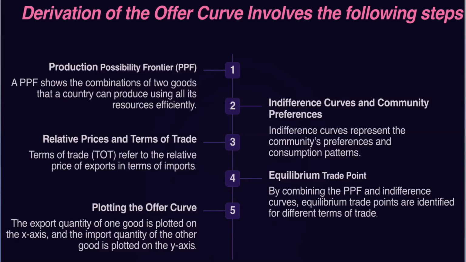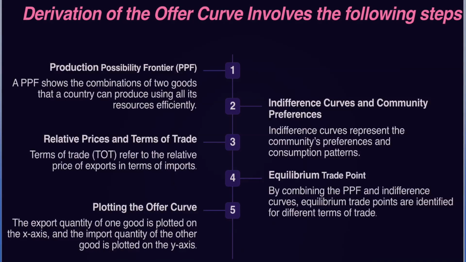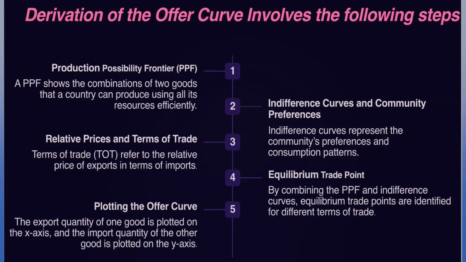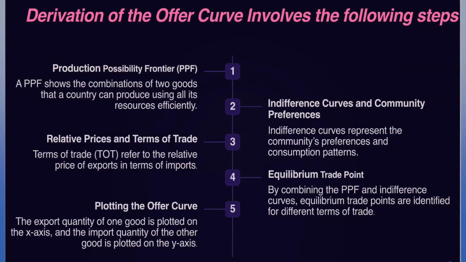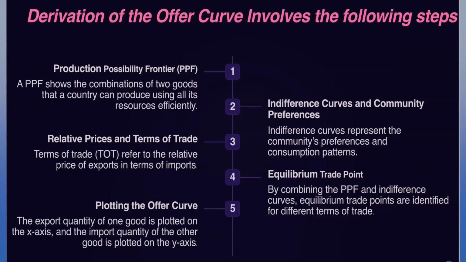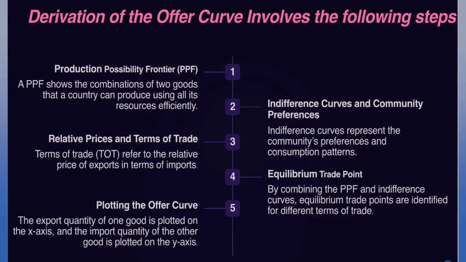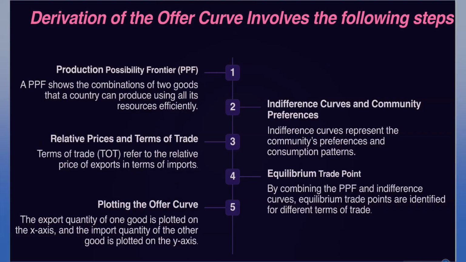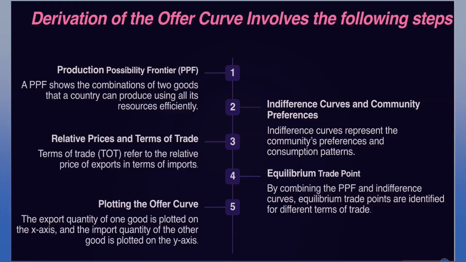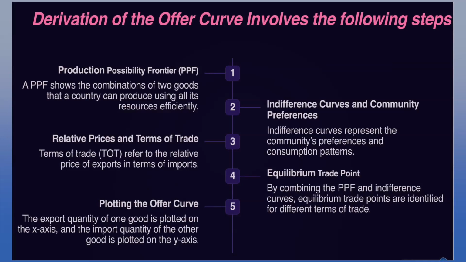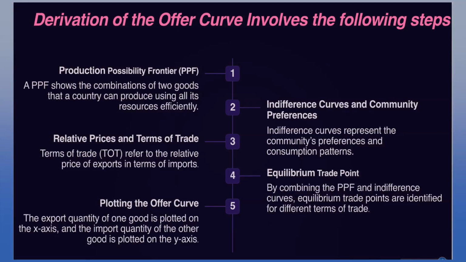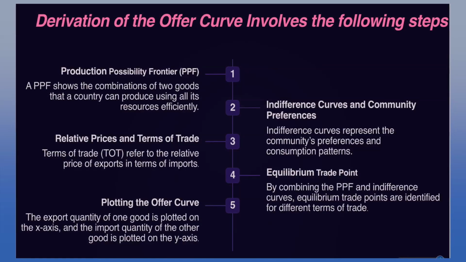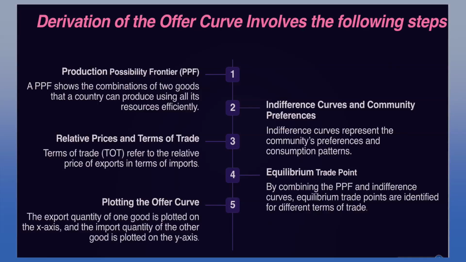So the derivation of offer curves involves the following steps. First, we have to draw the PPF, the production possibility frontier, which shows the combinations of two goods that a country can produce using all its resources efficiently. So country A can produce either X or Y or some combination of both. Secondly, indifference curves and community preferences. Indifference curves represent the community's preferences and consumption patterns. Also, the slope of an indifference curve, which is the marginal rate of substitution, indicates how much of one good a country is willing to trade for another.